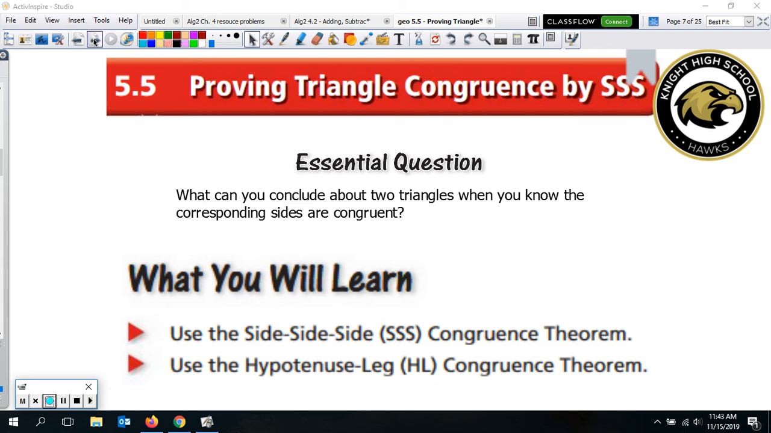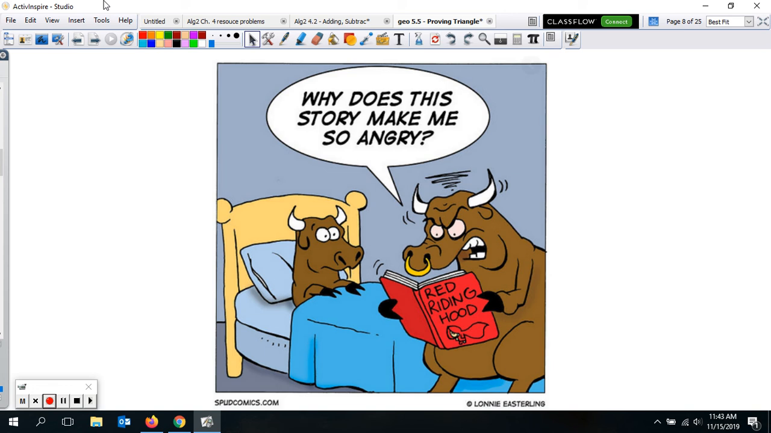Alright, let's take a look at our little cartoon for today. So here it is. Why does this story make me so angry? As a bull is reading Red Riding Hood.